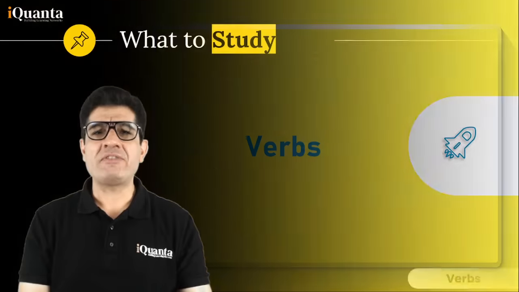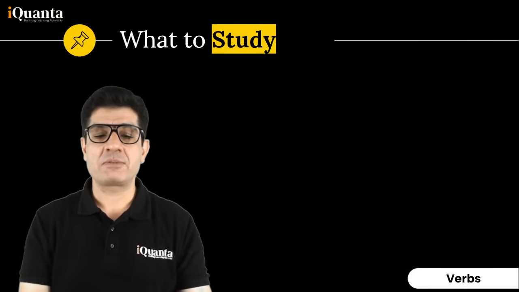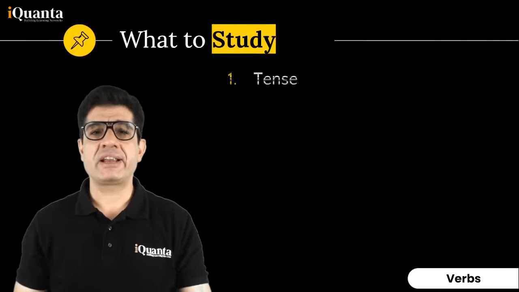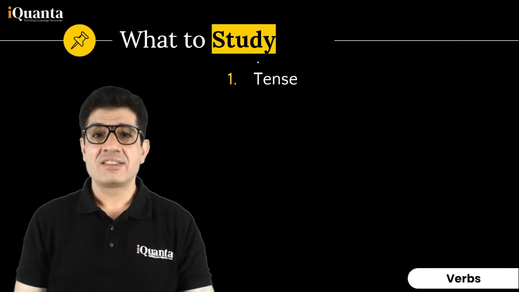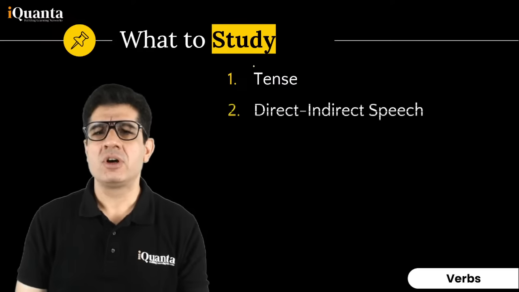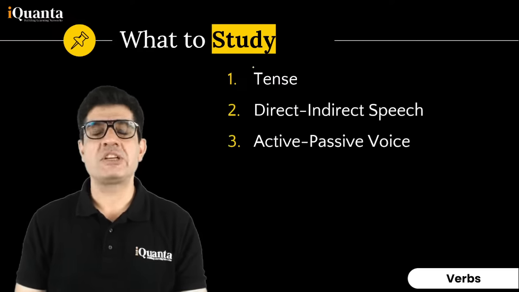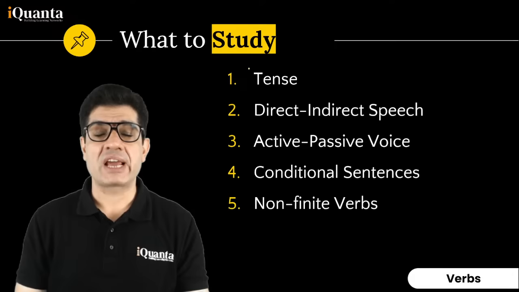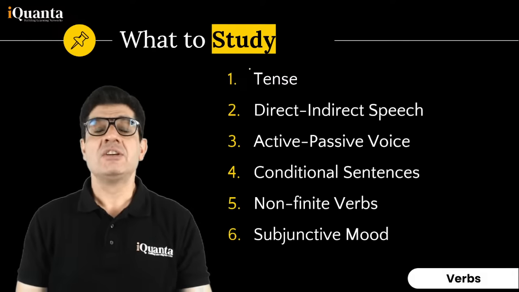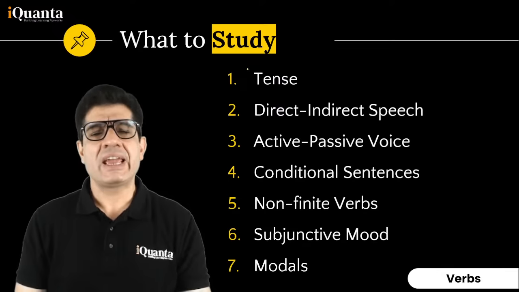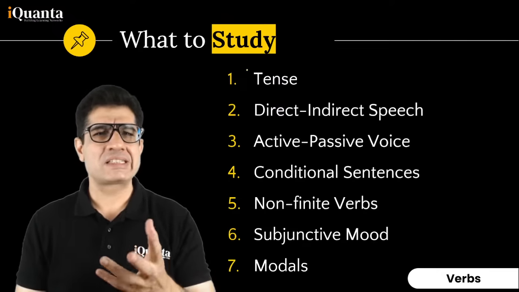Okay. So when we talk about verbs, what is it that we study in verbs? When it comes to verbs, we study, of course, tenses. That is one huge area, but by all means not the only thing. You have direct indirect speech, active passive voice, conditional sentences, and you can spend some time talking about non-finite verbs. You can look at the subjunctive mood, an area that confuses a lot of people, and remember there is something called modals.